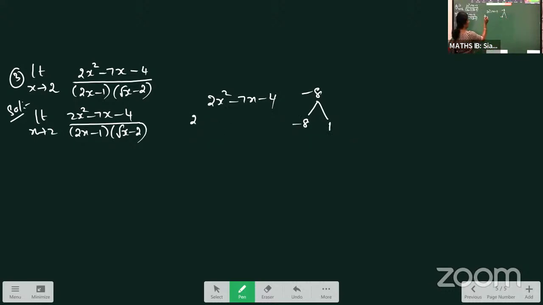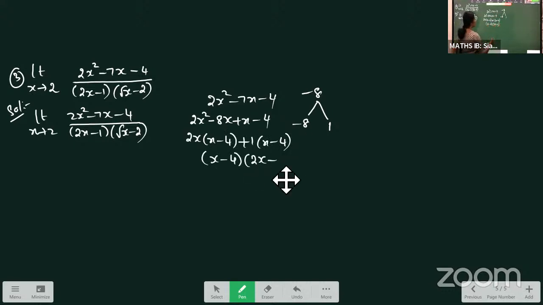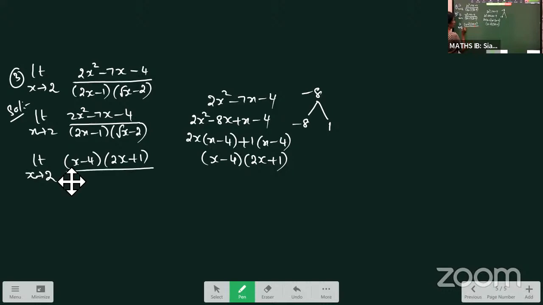So this is 2x square minus 8x plus x minus 4. Take 2x common, x minus 4. Take 1 common, x minus 4. So overall, (x minus 4) into (2x plus 1). So substitute here, limit x tends to 2. This numerator value is (x minus 4) into (2x plus 1) by (2x minus 1) into root x minus 2.